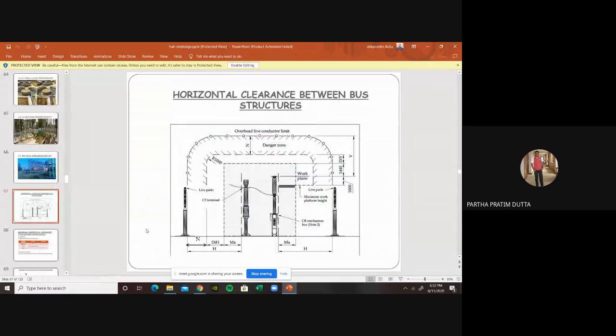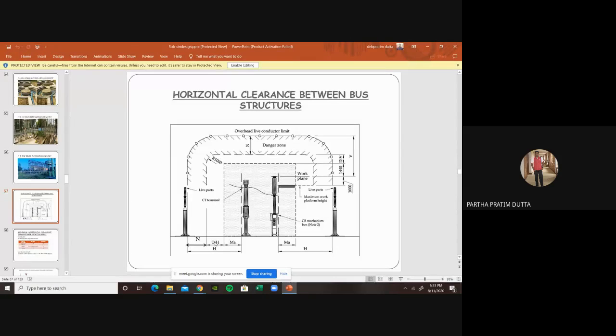This is a horizontal clearance between the bar structure, that is N plus DIH plus MA. N means the live part to the ground potential, the distance between the live part and the ground potential, and DIH is some allowable, workable distance that has been kept as a factor of safety. And MA is another allowable distance, but in our distribution system we don't afford that much allowance, so we consider N plus M only.